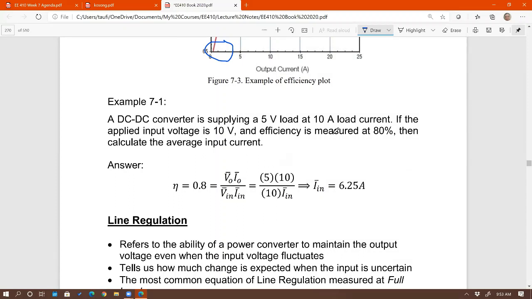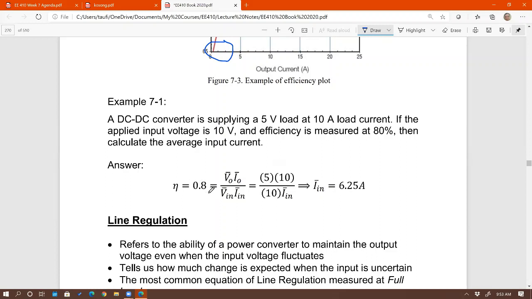So what do we have here? Efficiency 80%, input voltage 10 volts, output voltage is 5 volts, output current is 10 amps. So the one thing that's missing is input current, right? Because we have the efficiency, output voltage, output current, input voltage.